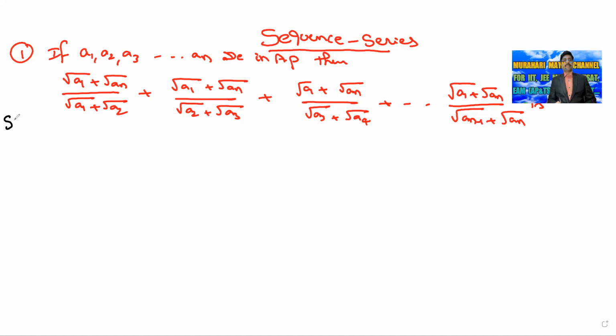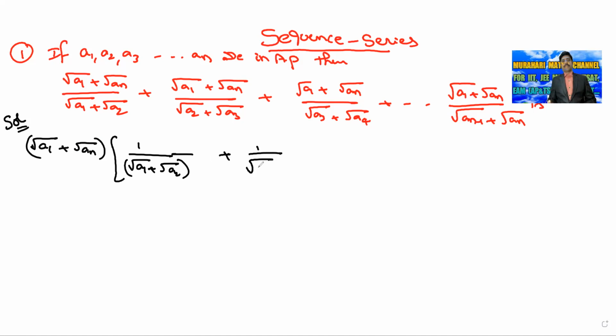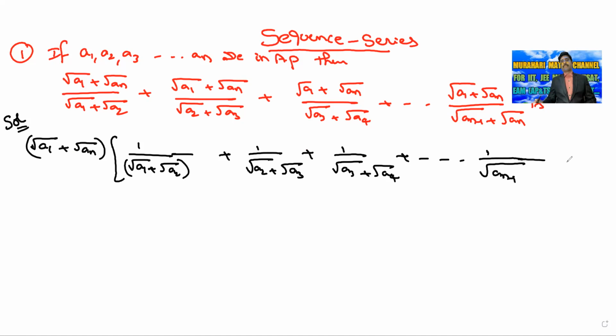So let us observe this statement. In this statement the numerator is the same, √A1 + √An. So take the numerator out as common. It will be 1/(√A1 + √A2) + 1/(√A2 + √A3) + 1/(√A3 + √A4) and so on, up to 1/(√An-1 + √An).